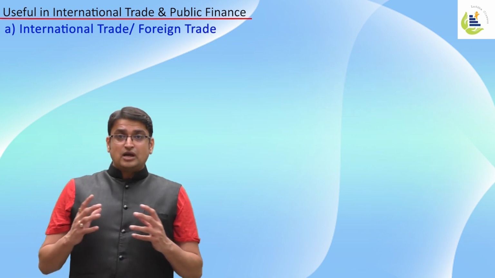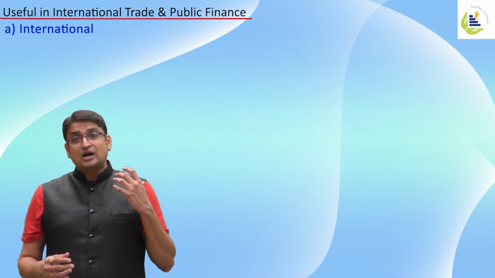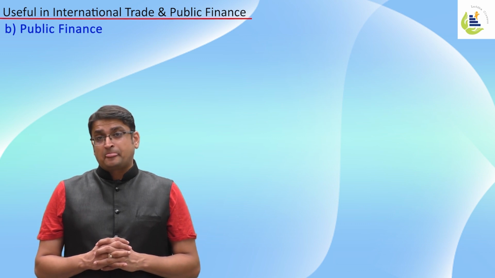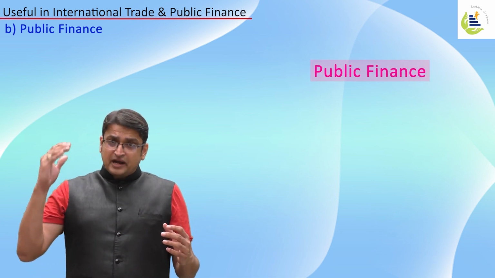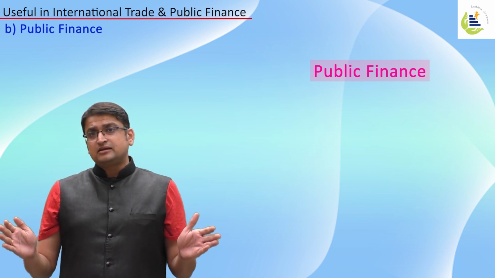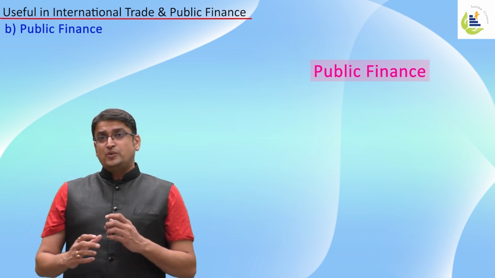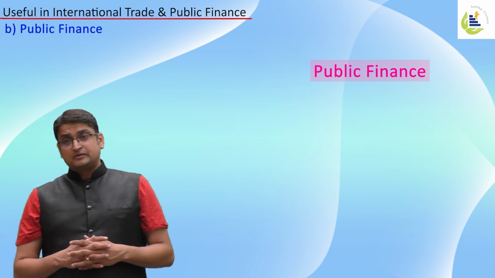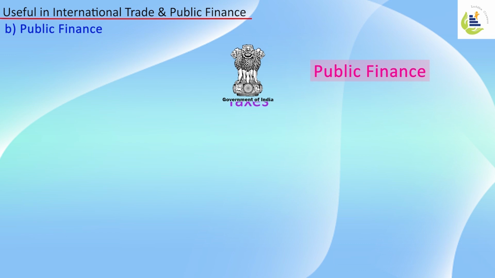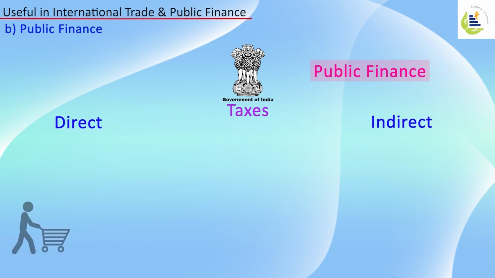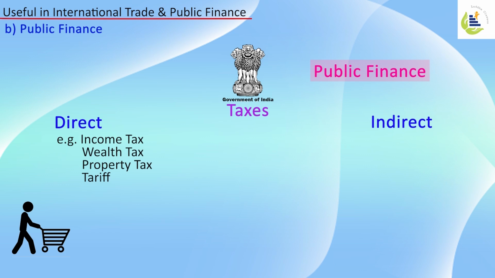Another importance, or I would say usefulness, of microeconomics is to identify public finance policies. Now, what are public finance policies? A lot of financial decisions are taken by government and allied agencies which affect the end consumer directly. So let us talk about government. Government charges various taxes. They can be broadly categorized into two areas: direct taxes and indirect taxes. What are direct taxes? The taxes which are paid to the government directly by the end consumer. Income tax, wealth tax, property tax, tariffs are direct taxes which are directly applied to the end consumer.